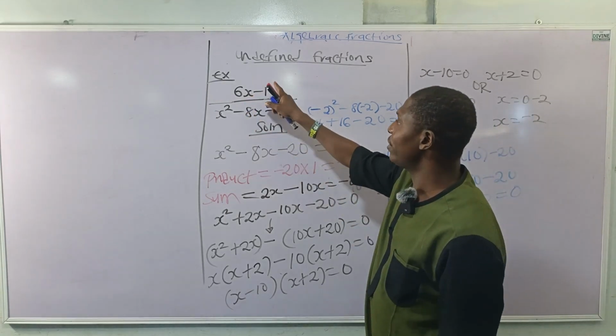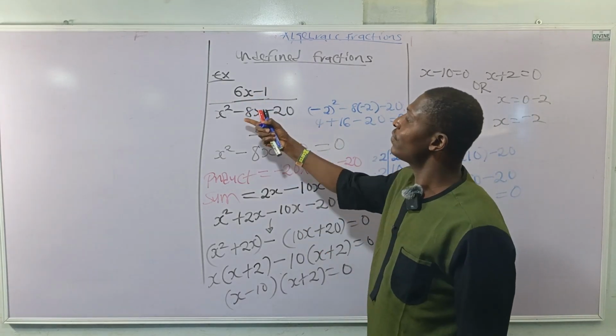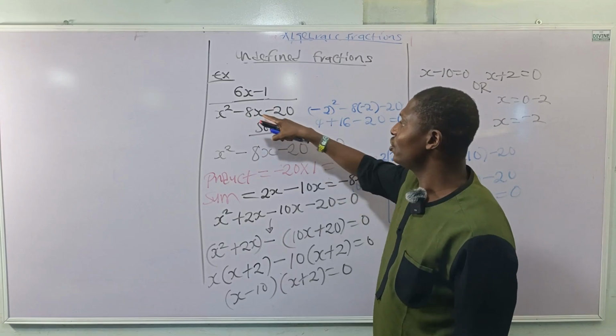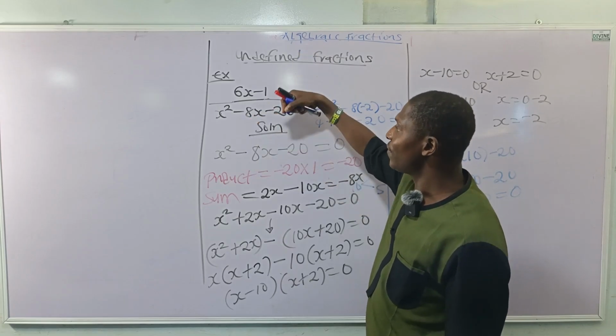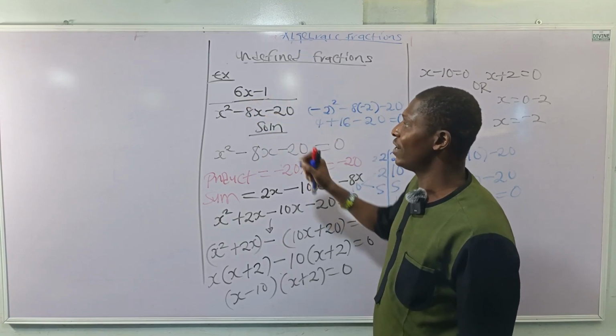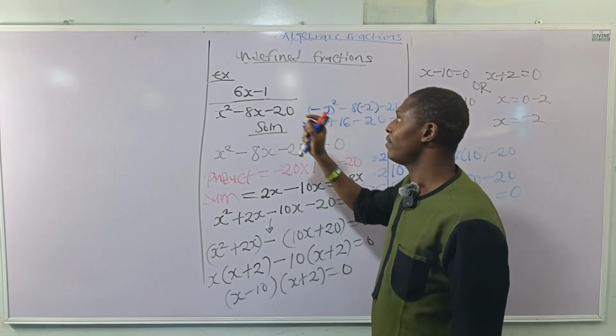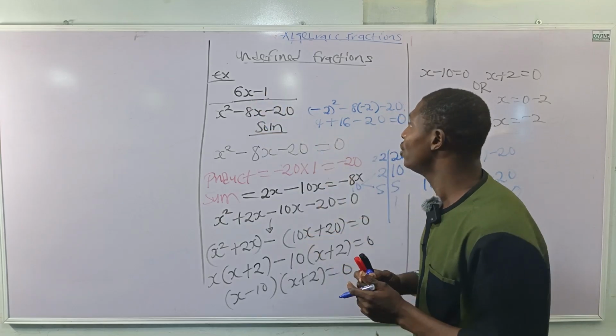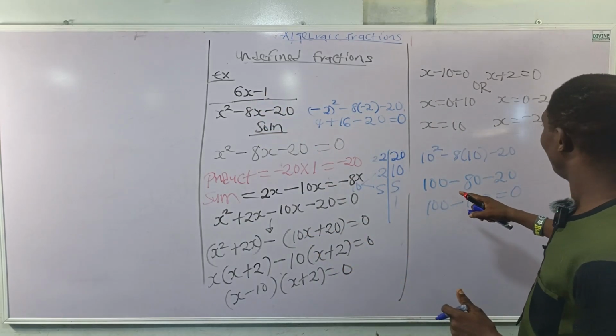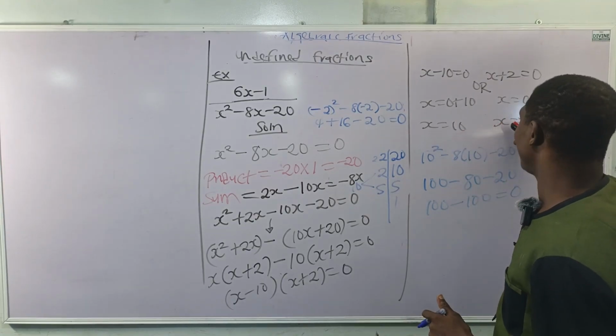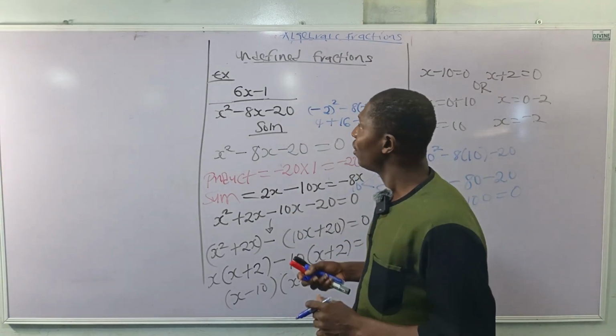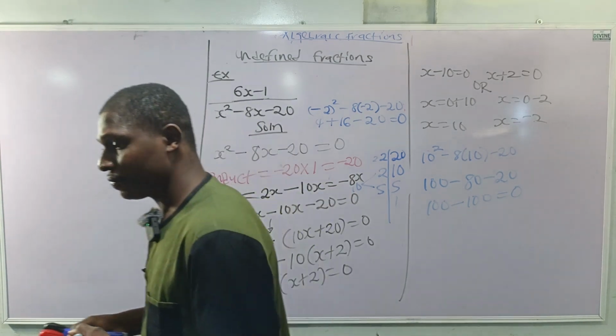So we have 6x minus 1 all over 0. And since the value of x gives the denominator to be equal to 0, it gives the final expression to be 6x minus 1 all over 0. And 6x minus 1 divided by 0 is undefined. So the values of x equal 10 and minus 2 make this expression undefined.